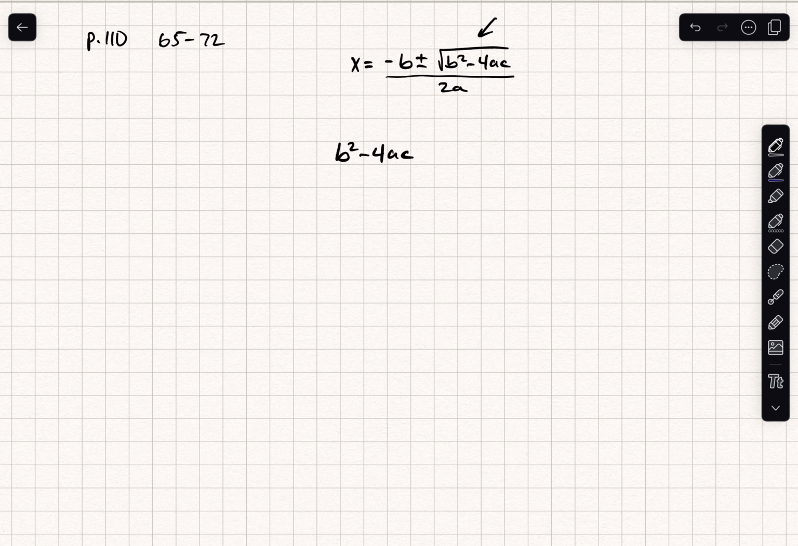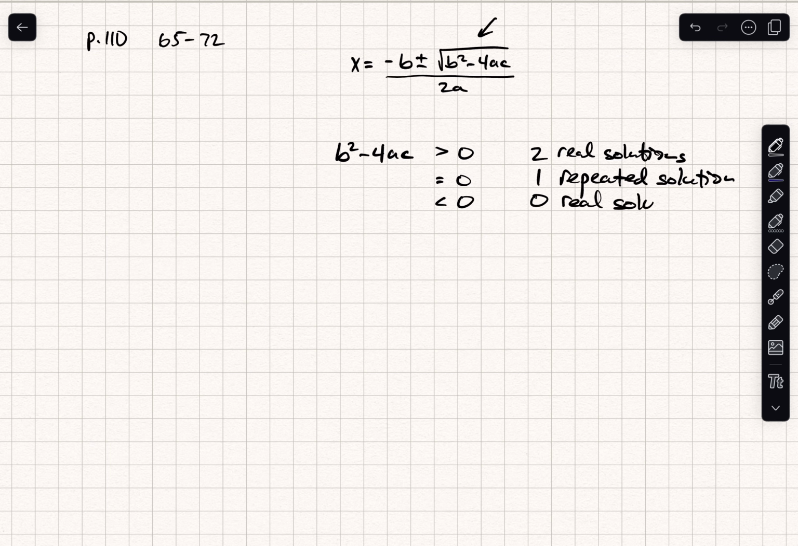If the discriminant is greater than 0, you have 2 real solutions. If it's equal to 0, you have 1 repeated solution. And if it's less than 0, that means that you can't find a real solution. So this has 0 real solutions.